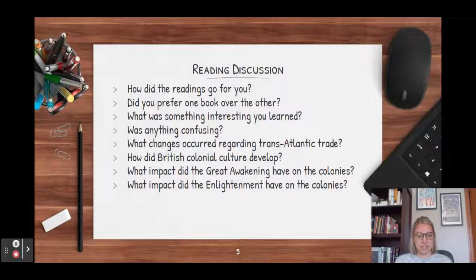regarding transatlantic trade. So two big things here to be aware of is mercantilism, and then with mercantilism, the Navigation Acts, and then also the term triangular trade. So those are the two concepts to really focus on.